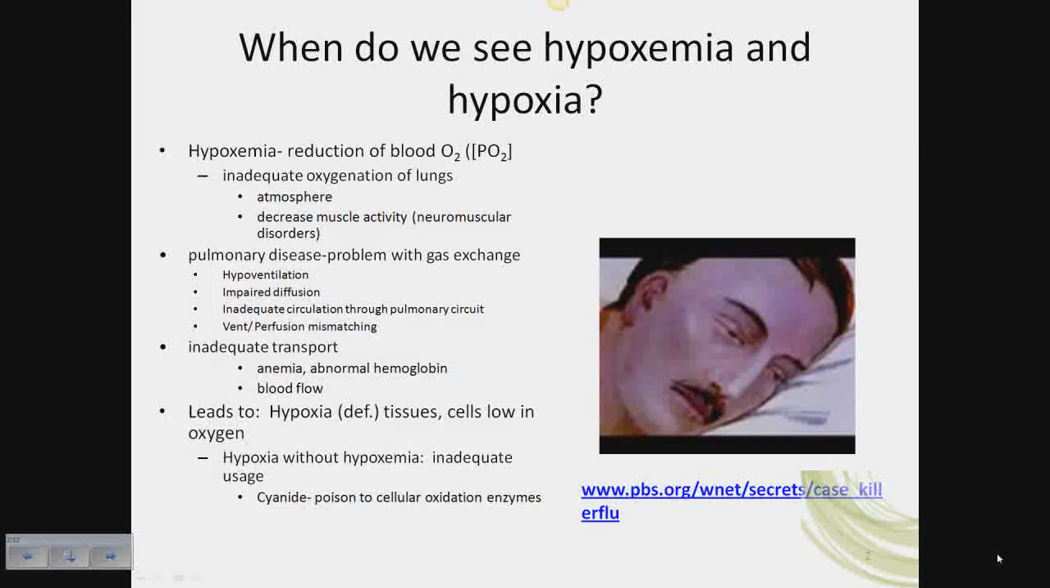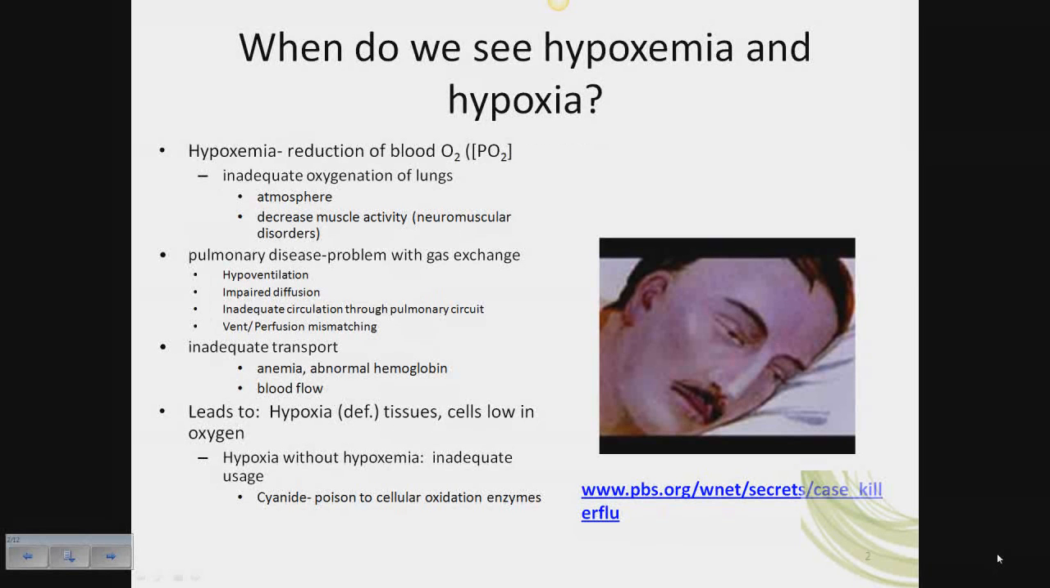So how can you get hypoxemia? That means reduced oxygen in your blood. Well, you can have inadequate oxygenation of the lungs, meaning you don't have enough oxygen getting down into your alveoli. That could be because you're at a higher altitude. At a higher altitude, there's less oxygen, total molecules, and there's, of course, less pressure because of that.